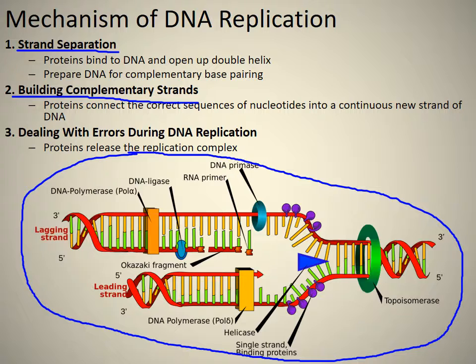And then finally, dealing with errors during replication. Unfortunately, there are some errors. We might have an A pairing with C, but our cell is going to double check. And when it finds that, it'll remove the C or remove the A and replace it with the proper nitrogenous base.